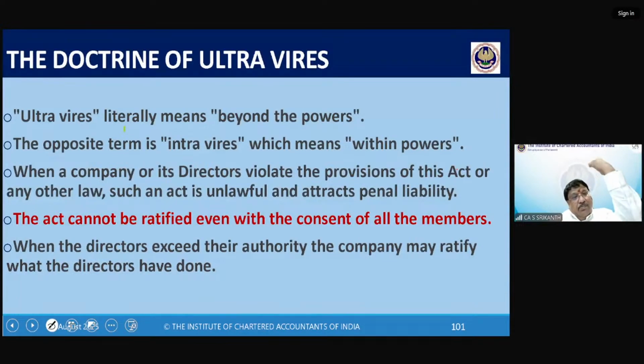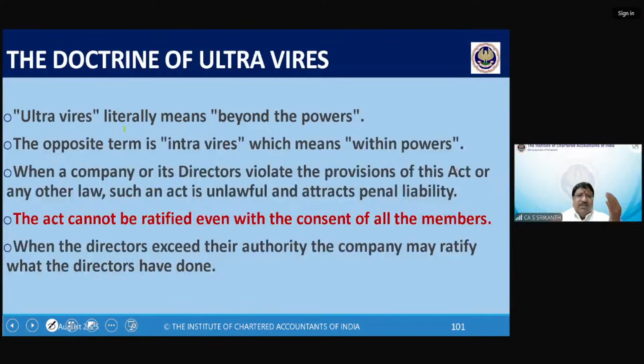Are you able to understand? Ultra means beyond, above. Intra, I-N-T-R-A, means between or within. So ultra vires means beyond the powers. The opposite is intra vires, which means within the powers. When a company or its directors violate the provisions of this Act or any other law, such an unlawful act attracts penalty. It is ultra vires the law. You understand? It is beyond the law, beyond the pale of law. That cannot be ratified even with the consent of all the members.